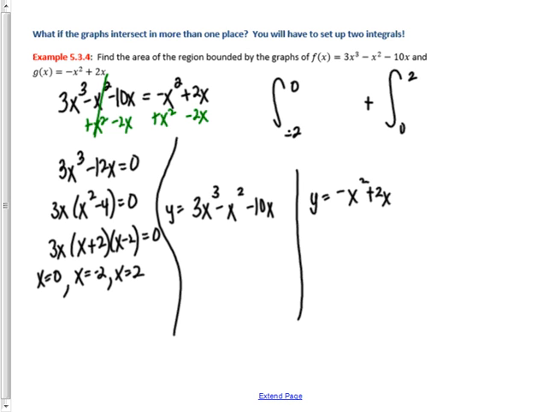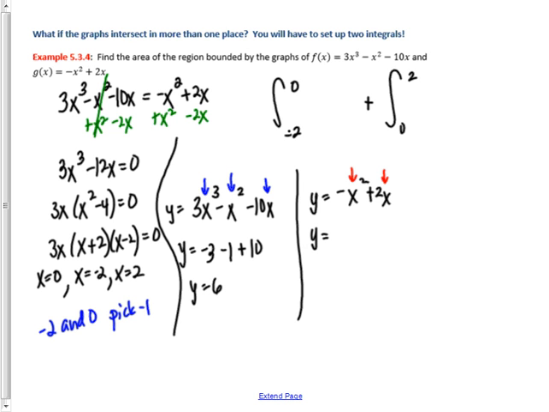Okay, so let's see. First of all, I need to pick a number in between -2 and 0. So let's pick -1. So I'm going to plug in -1 here, here, and here and see what I get. Alright, and -1 cubed is -1 times 3 is -3. Alright, -1 squared is 1 times that negative out front is -1, and -1 times 10 is positive 10. So I get -4 plus 10, I get 6. And if I plug it in here, -1 squared is 1 times that negative out front would be -1, and then here I would get a minus 2. So this is top and this is bottom.